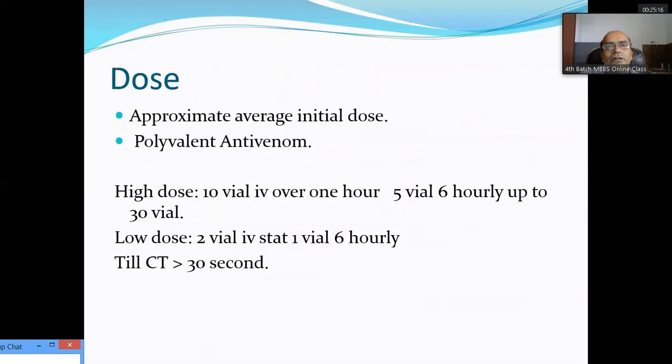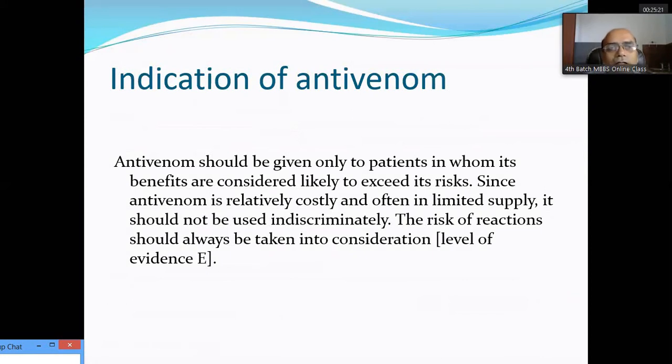So, I'd like to share the indication, which are very important. When you start anti-snake venom, probably a senior doctor in the team will decide. Number one is to differentiate between poisonous and non-poisonous snake bite. So you have to observe in between, because if you label it a poisonous snake bite, probably you need anti-snake venom.